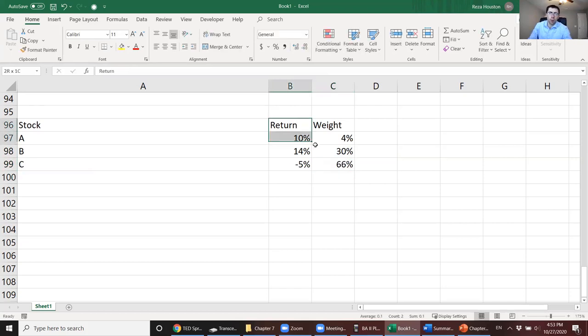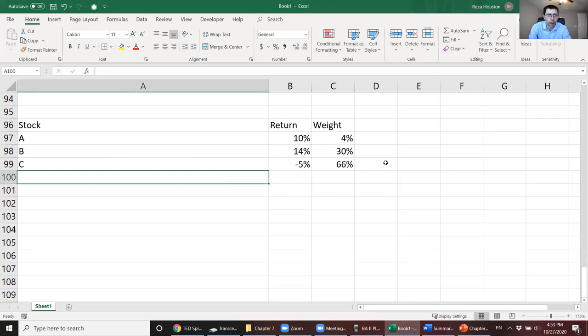All right, so here's an example. Let's say you have these three stocks and they have these returns and these weights in your portfolio. So stock C represents about 2/3 of the total value of your portfolio at the beginning of the period.